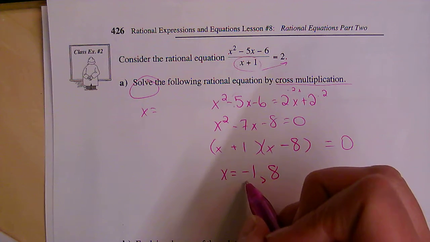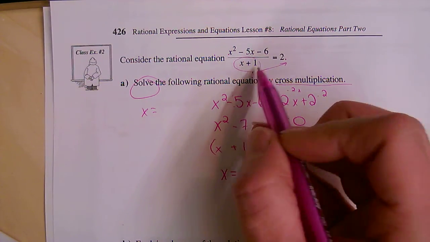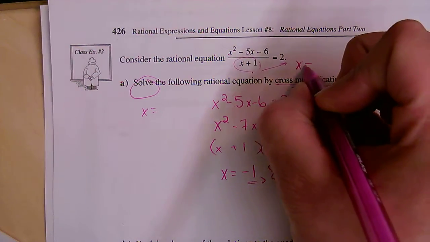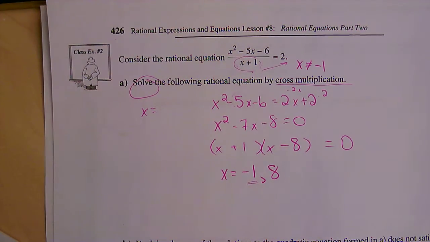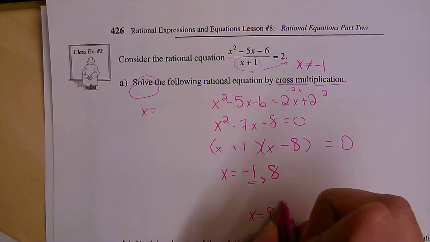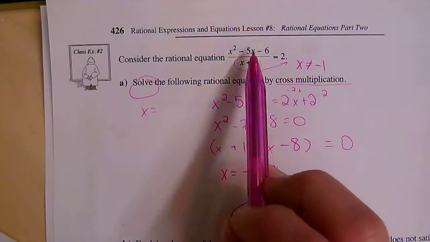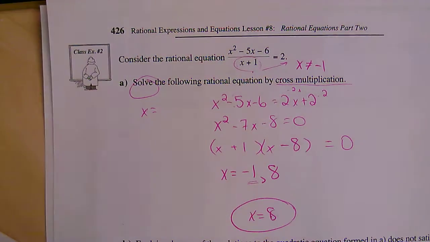Now, you might be thinking about the non-permissible value. x cannot equal negative 1, so we would reject it. So x is equal to 8. And you could verify by doing your intersection, left side, right side, algebraically, however you want.